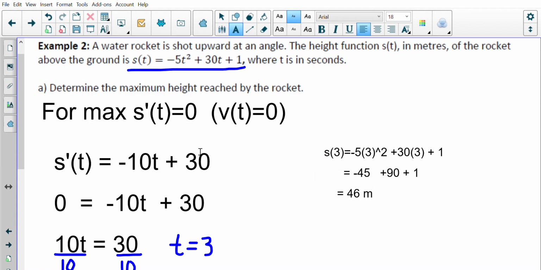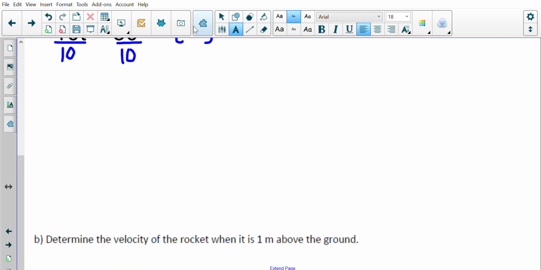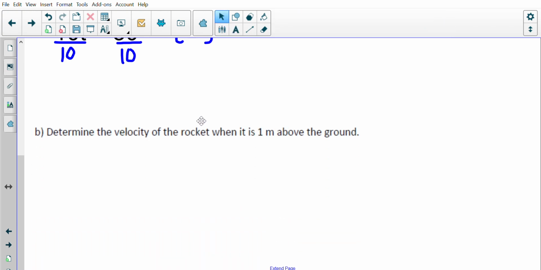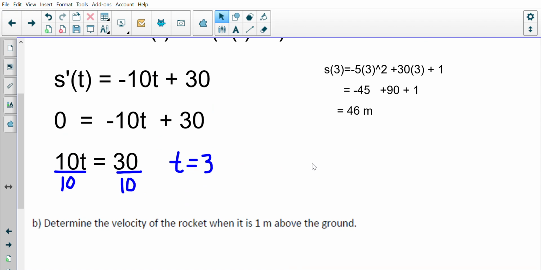So I had to use both the velocity function, which is the derivative of our distance function, and the distance function for that one. I believe there's a part C here. Oh, part B. All right. Part B, determine the velocity of the rocket when it is 1 meter above the ground.